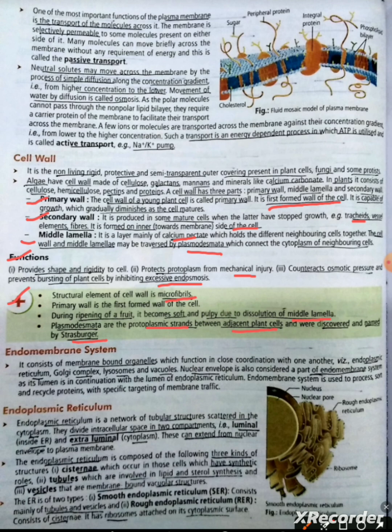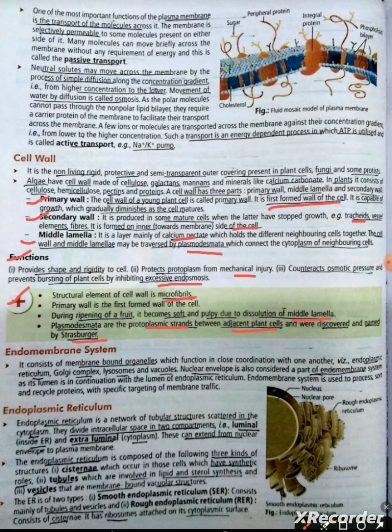Endoplasmic reticulum. The endoplasmic reticulum is a network of tubular structures scattered in the cytoplasm. They divide intracellular space into two compartments, that is, luminal inside the ER and extraluminal cytoplasm. These can extend from the nuclear envelope to the plasma membrane. The endoplasmic reticulum is composed of the following three kinds of structures: cisternae, which occur in those cells which have synthetic roles; tubules, which are involved in lipid and steroid synthesis; vesicles, which are membrane-bound vacuolar structures.